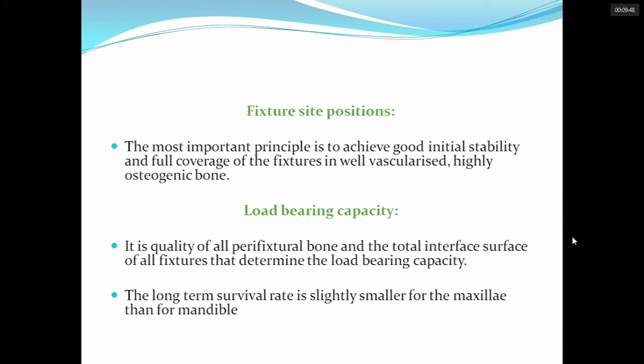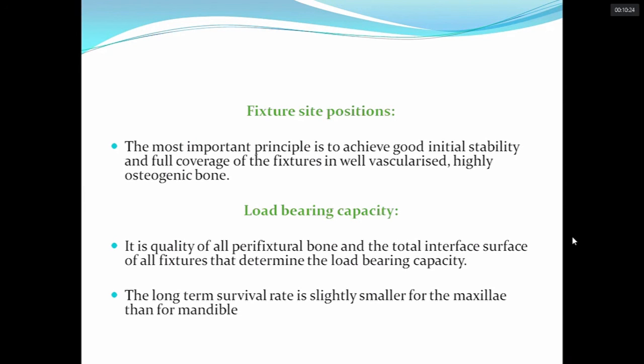Fixture site positions. The most important principle is to achieve good initial stability and full coverage of the fixture, that is the implant, in well vascularized, highly osteogenic bone. This is again important. You have to place your implant within the bone. It should not be exposed outside the bone, with good initial stability. And the bone should be well vascularized.